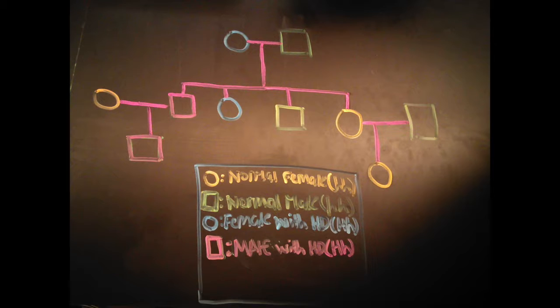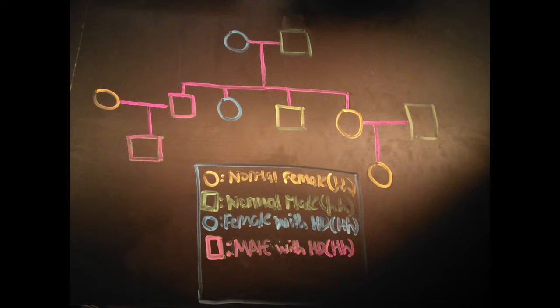Pedigree. The pedigree demonstrates that the blue circle is a female with Huntington's disease, and the green square demonstrates a normal male. As you see in the pedigree, it starts off with a female affected by the disease and a male unaffected by the disease. Then the parents make children. The pink square represents a male with Huntington's disease, and the yellow circle represents a normal female.